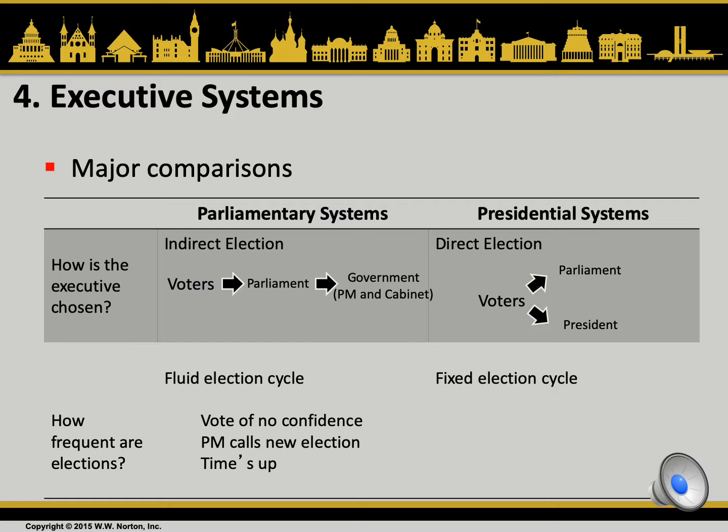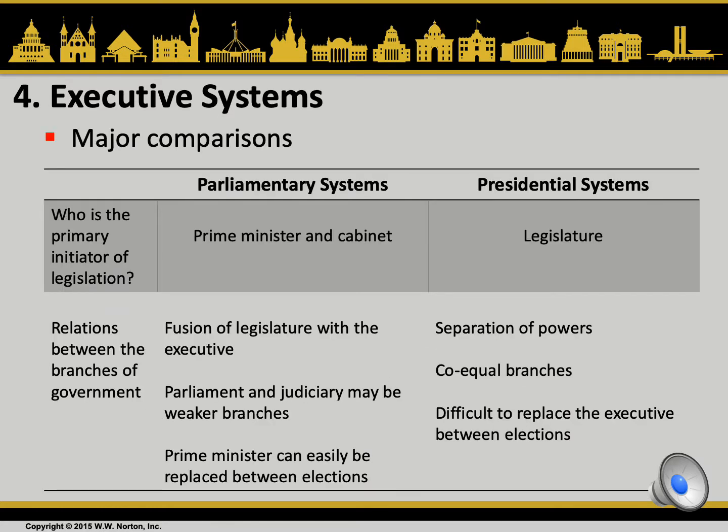Also common to parliamentary systems is a fluid election cycle where, unlike a presidential system that has a fixed election cycle every 4 or 5 years, for instance, in the parliamentary system, there can be out-of-cycle votes of no confidence that end up changing the government, in this case the prime minister and cabinet, or the prime minister himself can call a new election, or again, if the election cycle has come due.